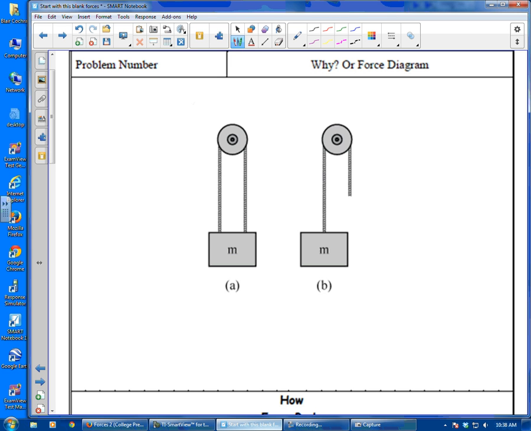So I'm going to do my force diagrams here. This is problem number 4. I have F sub G down in both cases. Up here I have FT, let's call it FTA, since it's for drawing A. And here I only have FTB. Both of them, their accelerations are 0.